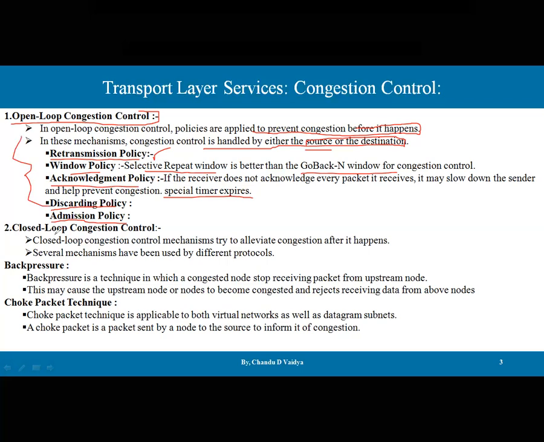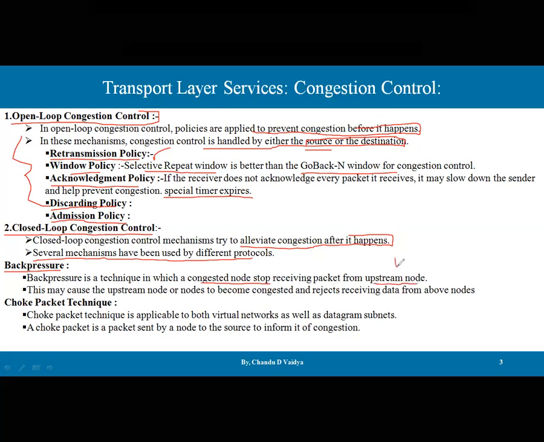The second mechanism is closed loop congestion control. This mechanism tries to alleviate the congestion after it happens. After congestion happens, it provides some kind of mechanism. Several mechanisms have been used by different protocols, for example back pressure. Back pressure is a technique in which the congested node stops receiving packets from the upstream node.